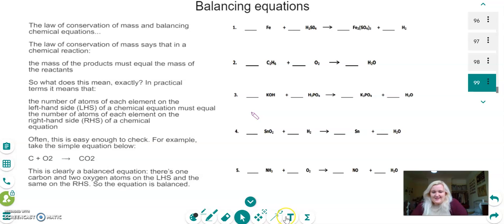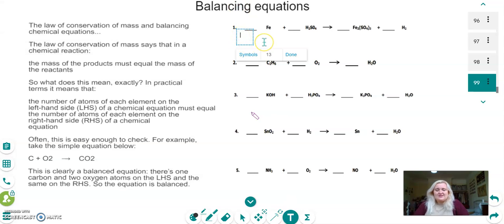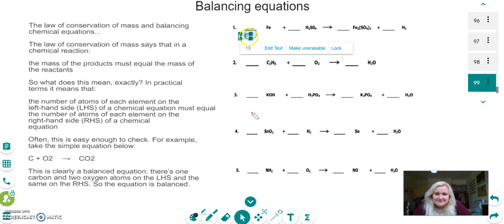The technique I like to teach people for this is to write a list for each side. Here I'm going to write which element we have and how many we have of it. First we have iron, and there's no number on any side of the iron. There's no number before or afterwards. So that means we've only got one. And then we just add to this list.